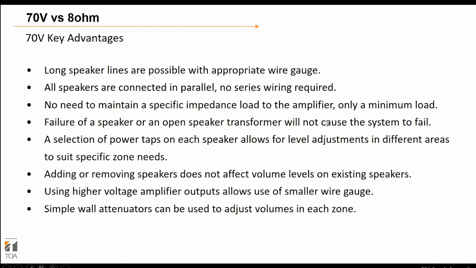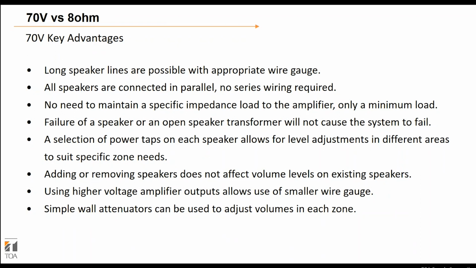And like I mentioned, using a higher voltage amplifier output allows for the use of smaller wire gauge. So we're not running 12 gauge wire every which direction to carry our signal. We're able to do that more with 18 and 20 gauge wire, which is obviously a lot more cost effective for use in spaces where you're going to be using a lot of cable.